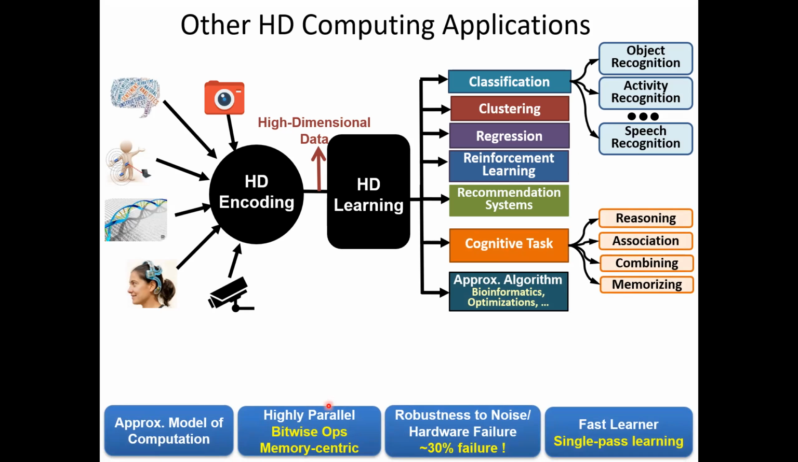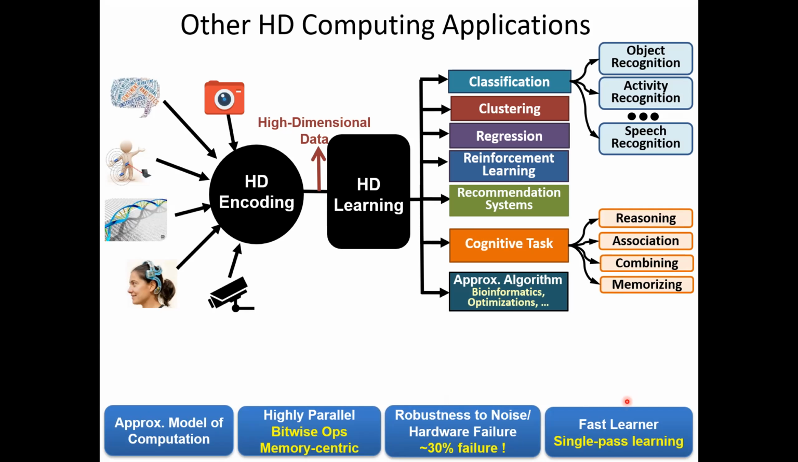First, we are highly parallel. We support lots of bitwise operations, and we are very memory centric. So it's ideal for today's hardware or even emerging hardware. Also, we have a lot of robustness to noise and failure. So if you're running it on hardware that may have even 30% random noise, we can have robustness and provide completely accurate learning results.